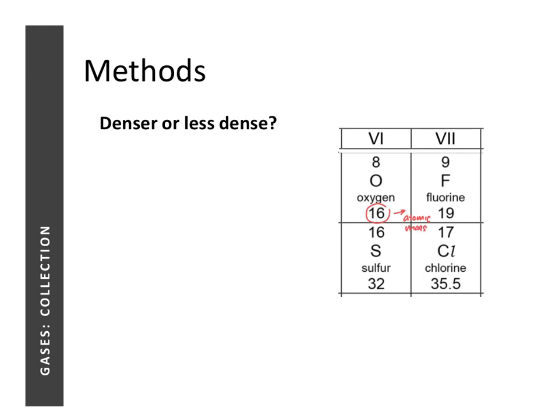So in order to know whether a gas is denser or less dense than air, we first need to know the formula of the gas. For example, carbon dioxide has a formula of CO2. Hydrogen has a formula of H2, and then oxygen has a formula of O2.